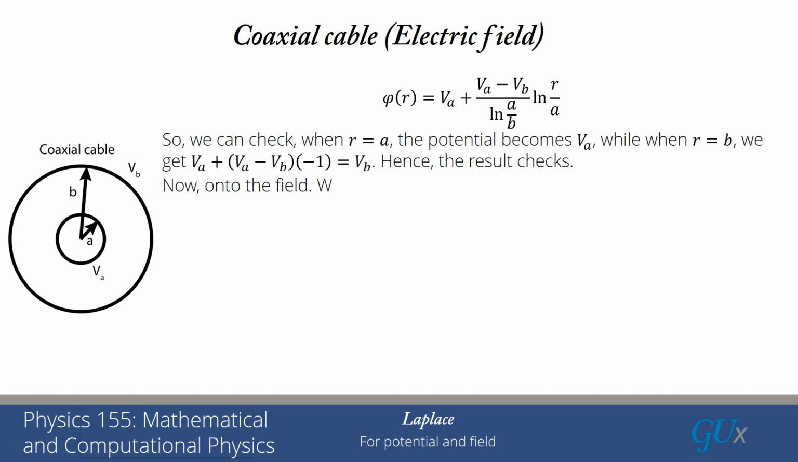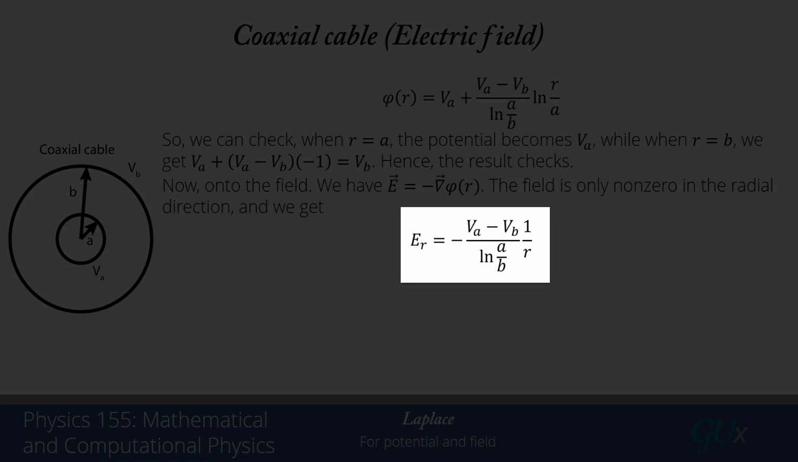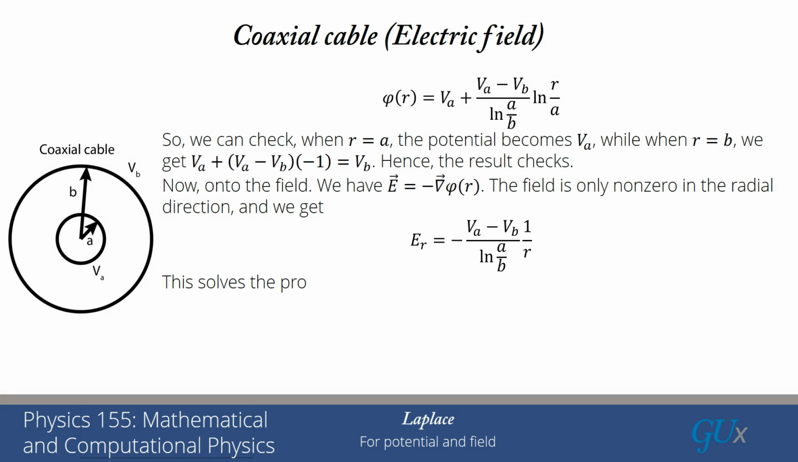Now onto the electric field. We have to recall that the electric field is minus the gradient of phi. The field is only going to be non-zero in the radial direction because phi only depends on r. So we get the component of E in the radial direction is minus VA minus VB over log A divided by B, multiplied by 1 over r, because the derivative of log r is just 1 over r. And that's it. We've now solved the problem.